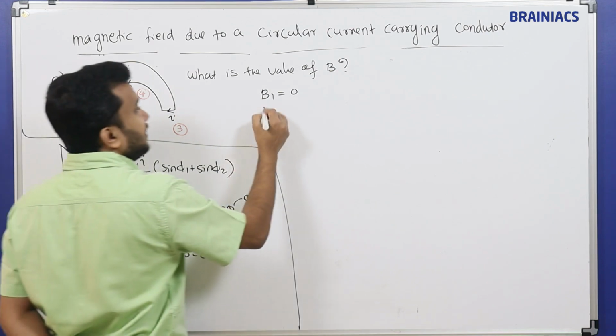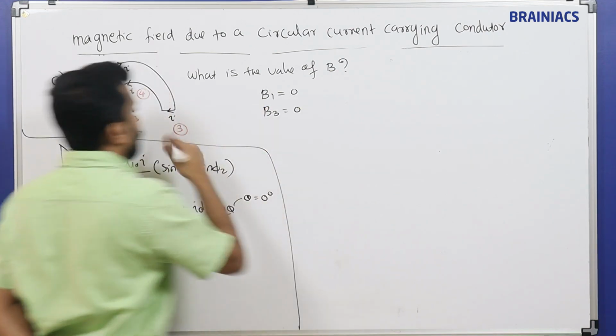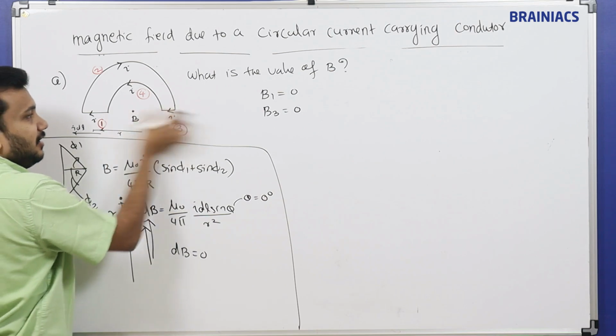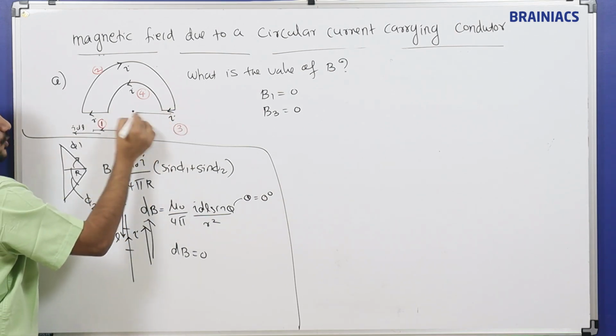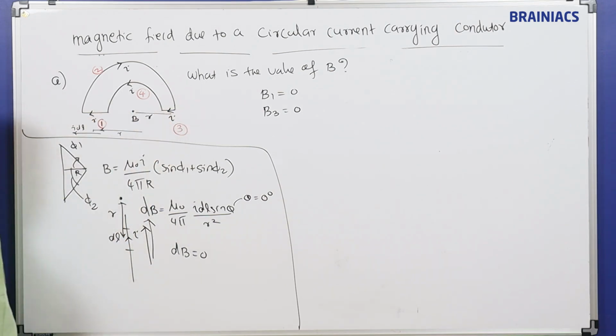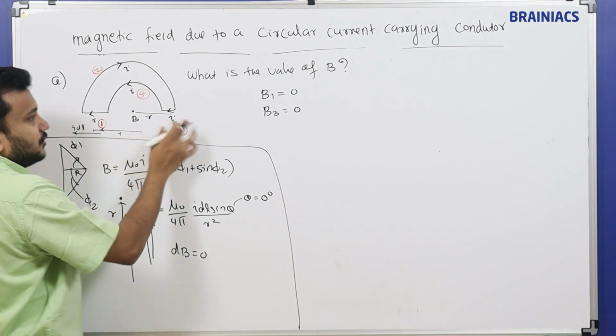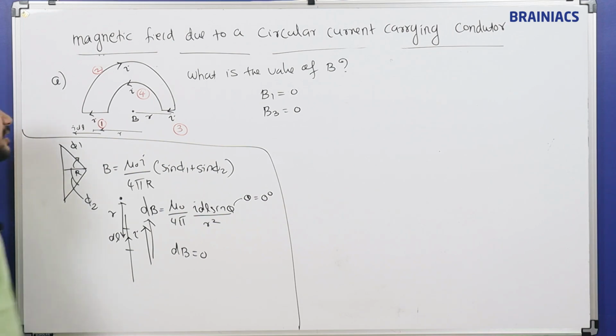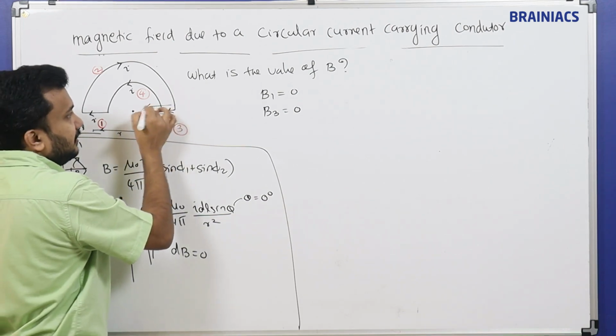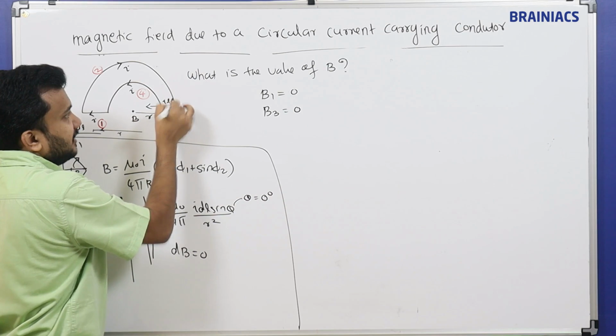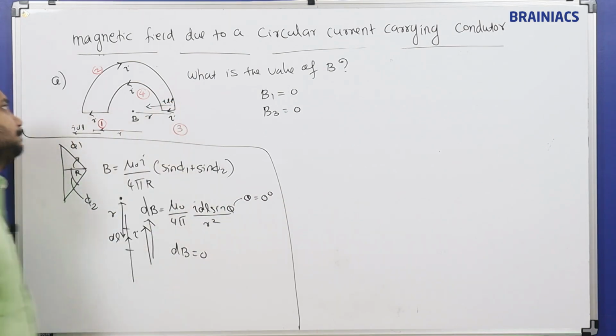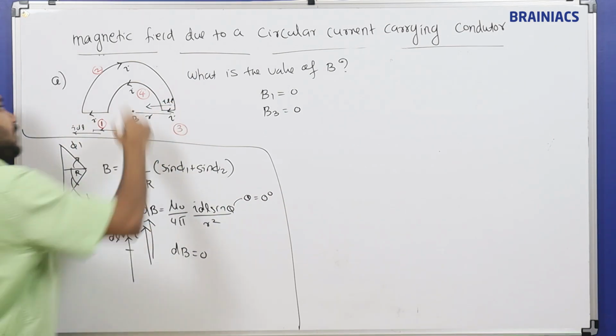In the same way you can write B3 is also equal to 0, because I dl and r are in the same direction. So r is the distance from here, simply taken as r. That direction is also in the direction of I dl. I dl means this is the current direction, so I dl is also in the same direction. So both are 0.